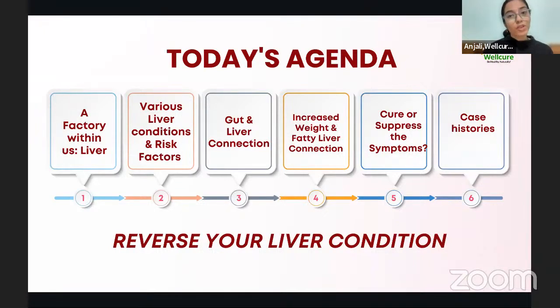What we are going to learn today. Today we are going to learn about the liver, which is a factory within the human body. We are going to discuss the various conditions of the liver and the risk factors related to different liver conditions. We are going to discuss how your gut and liver are connected with each other. If you have increased weight and very stubborn weight, there is a connection between increased weight and fatty liver.